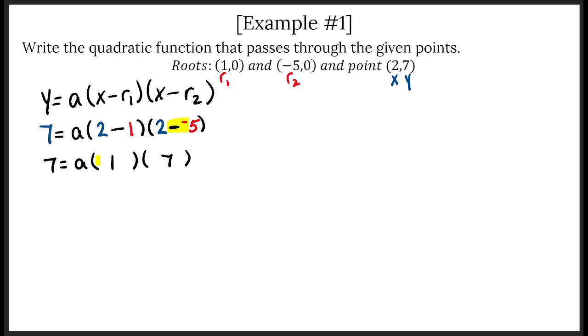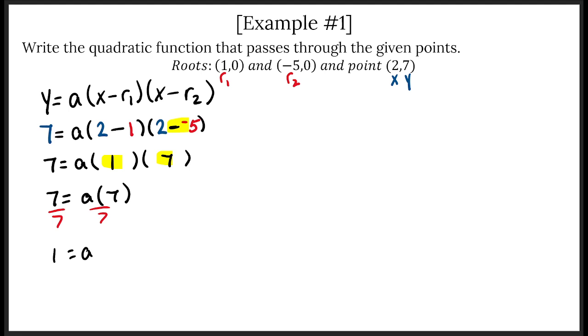And if you look at it, we have a times 1 times 7. I could put the times 1 times 7 together and just simply say 7 equals a times 7. 1 times 7 makes the 7. And if I divide that 7 away from the a, I'm going to end up with a equals 1.